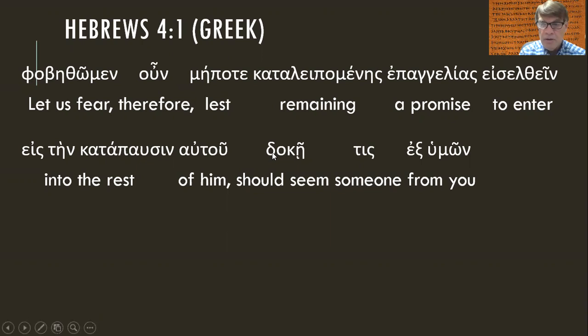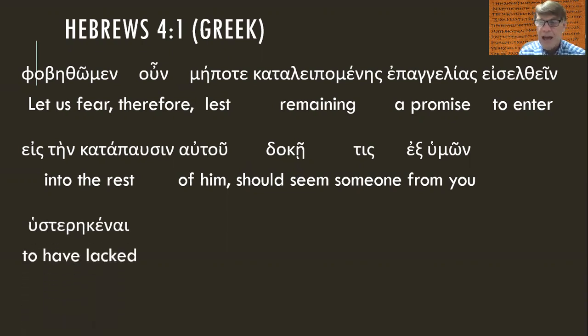Lest someone should seem, present active subjunctive, third singular from dokeo, should seem to have fallen short, should seem to have lacked. I prefer fallen short. I originally tried to fit it on the line, so I changed it to lacked in hope of fitting it, but I couldn't fit it. Anyway, this is 6 out of 7 infinitive forms in ai. This is the other one that ends in ai. So here's the 7th that ends in ai, but ai is also an infinitive ending.